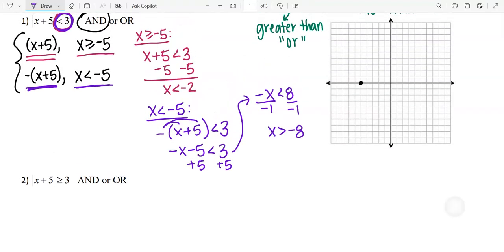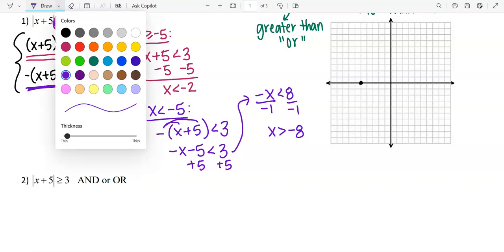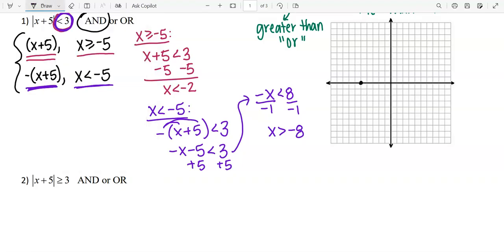Now, let's put this on a number line, just like we've been doing in the opener. So if I put this on a number line, where am I going to put my number line? I'll put it over here. My answers are x is less than negative 2 and x is greater than negative 8. Which number goes on the left? Negative 8. Which number goes on the right? Negative what? 2.